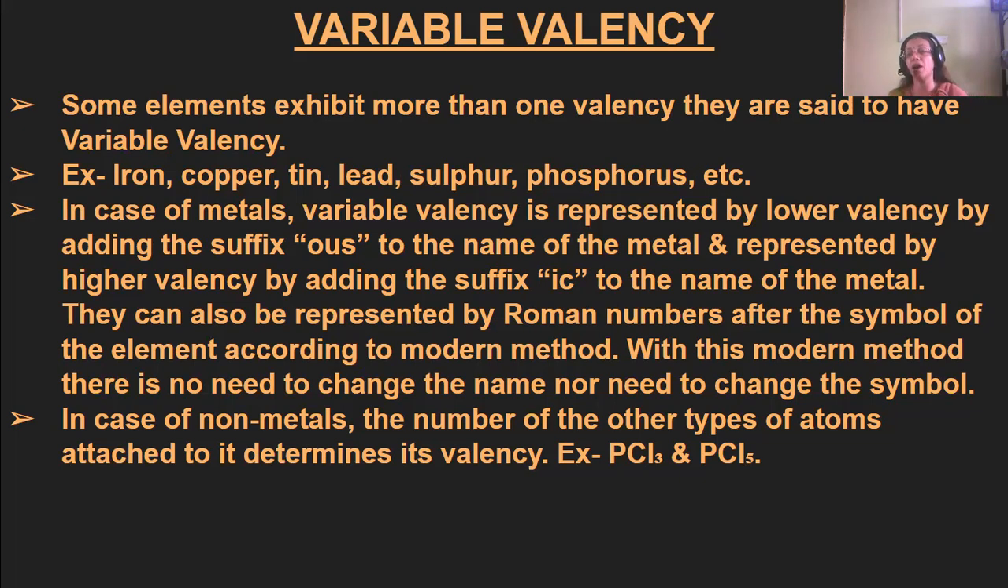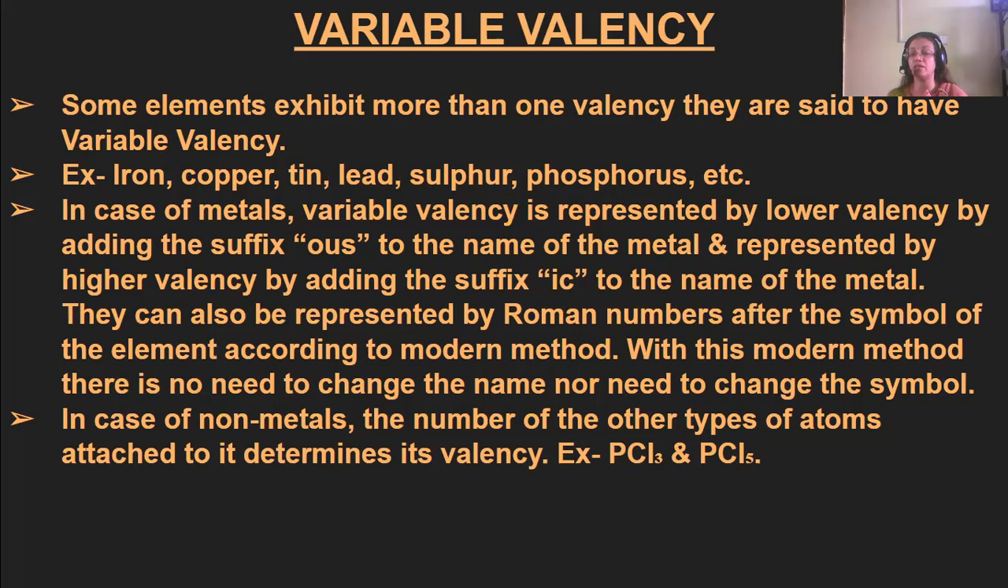For example, iron has two valencies, ferrous and ferric, that is iron 2 and iron 3. Then copper 1 and 2, tin also, lead also, sulfur, phosphorus, etc. They all exhibit variable valency.